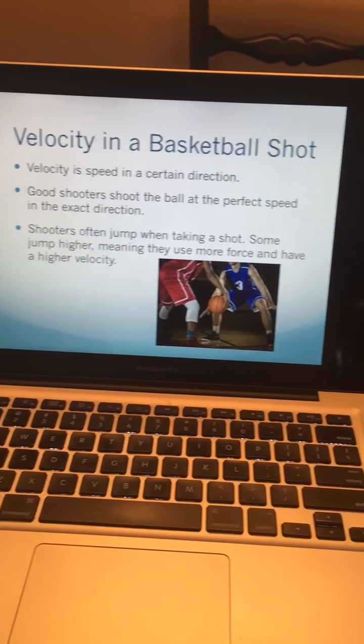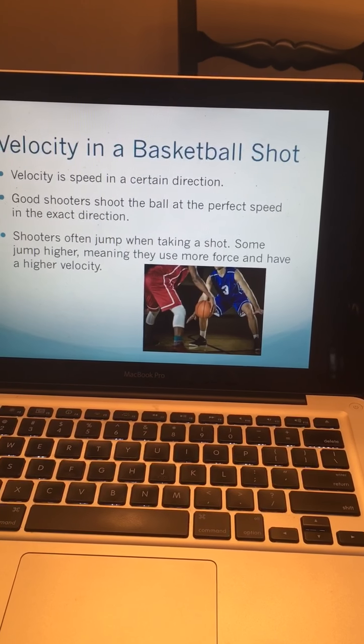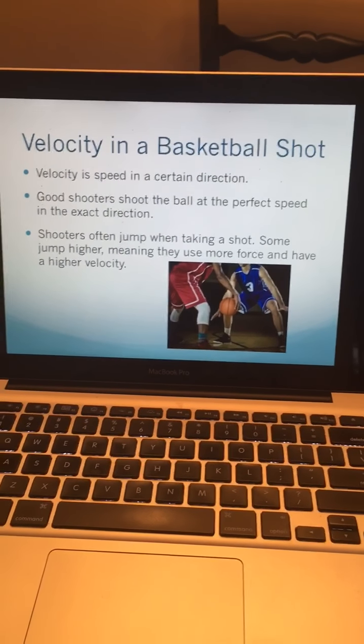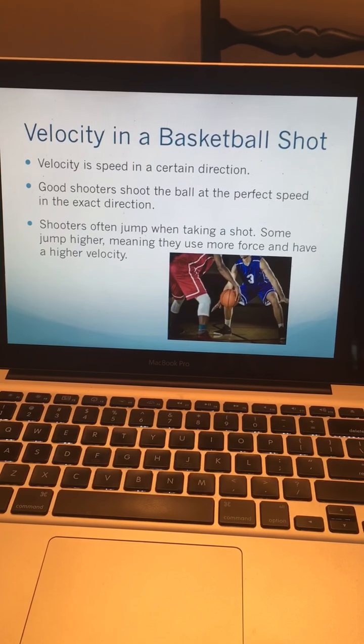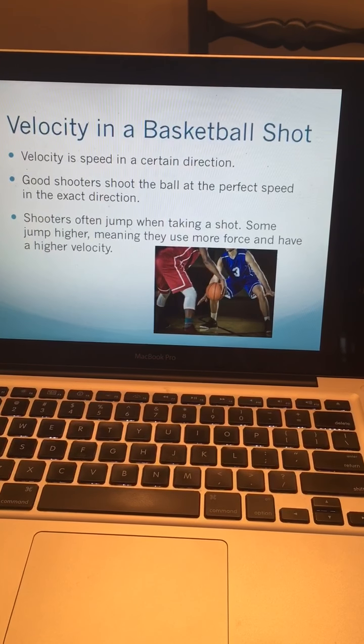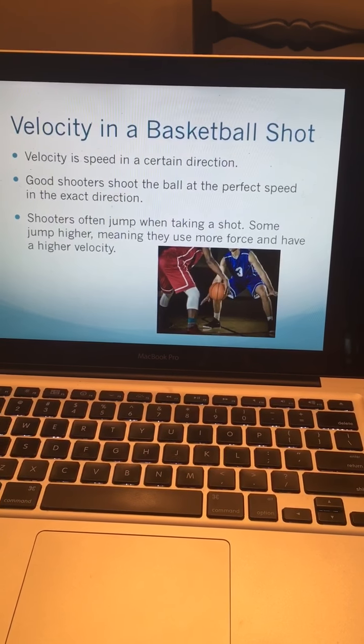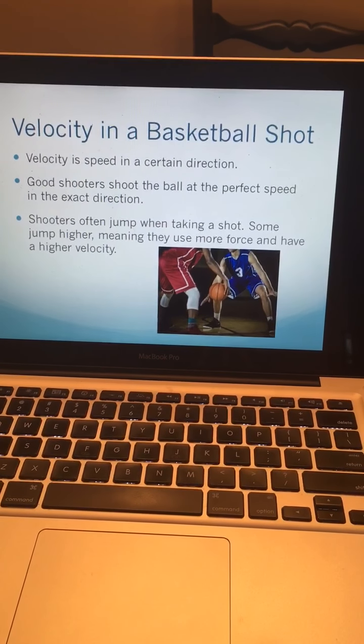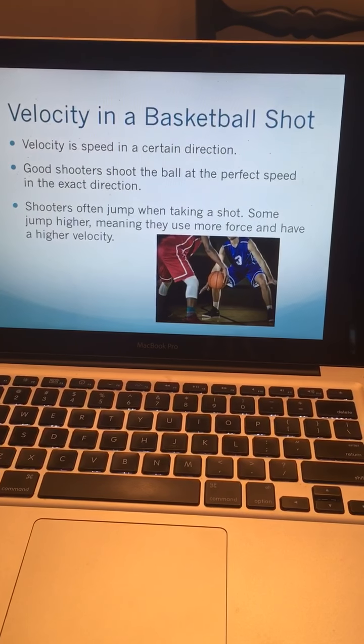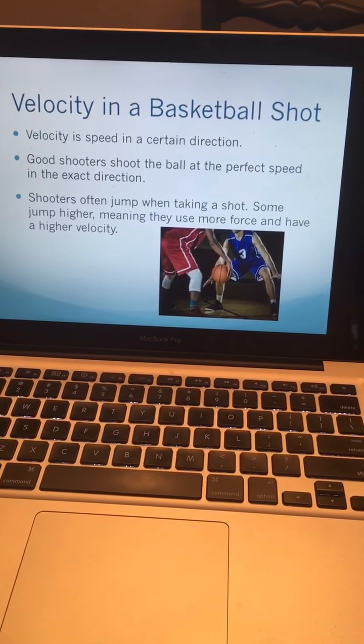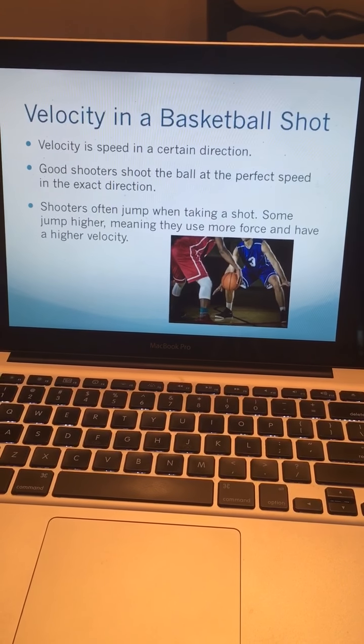Velocity is another term used when an individual takes a shot in a basketball game. Velocity is defined as speed in a certain direction. Velocity is used when shooting a basketball because a good shot will be the perfect speed and in the perfect direction. Mastering the force to shoot the ball with and the exact direction is very important for a good shooter.